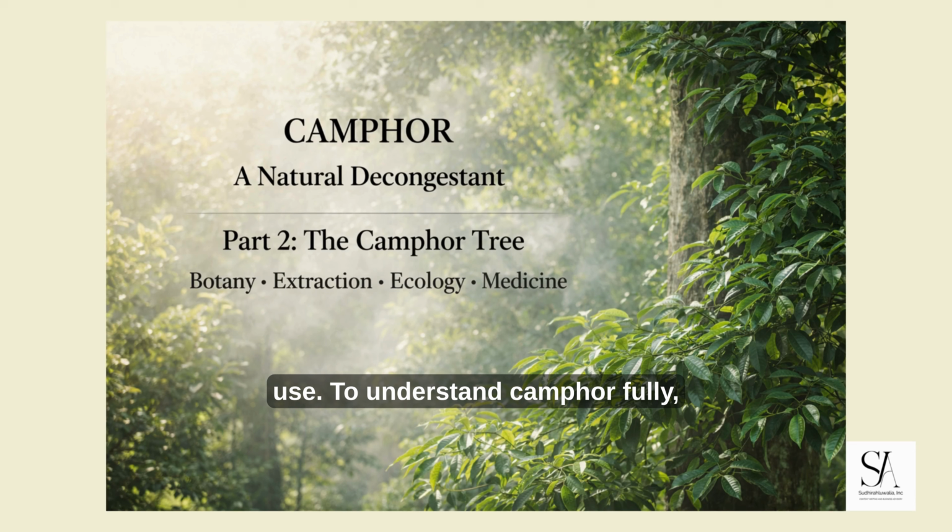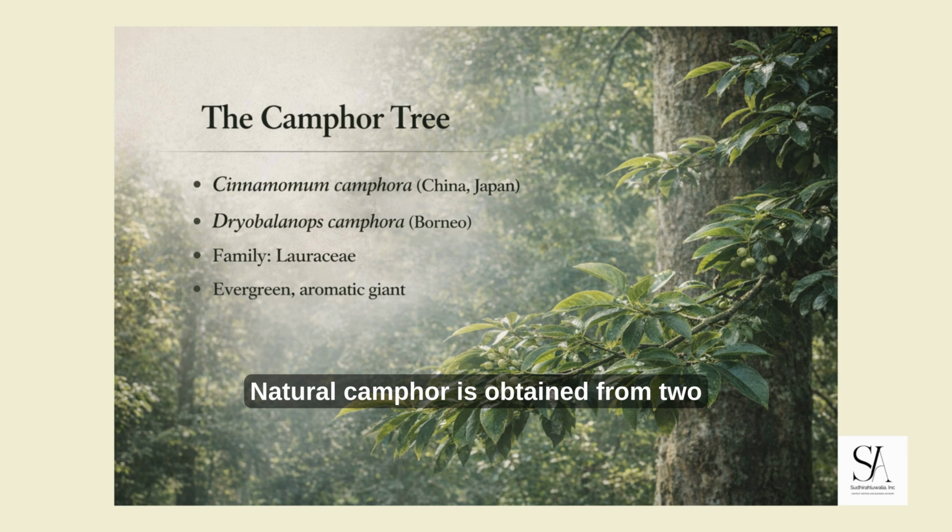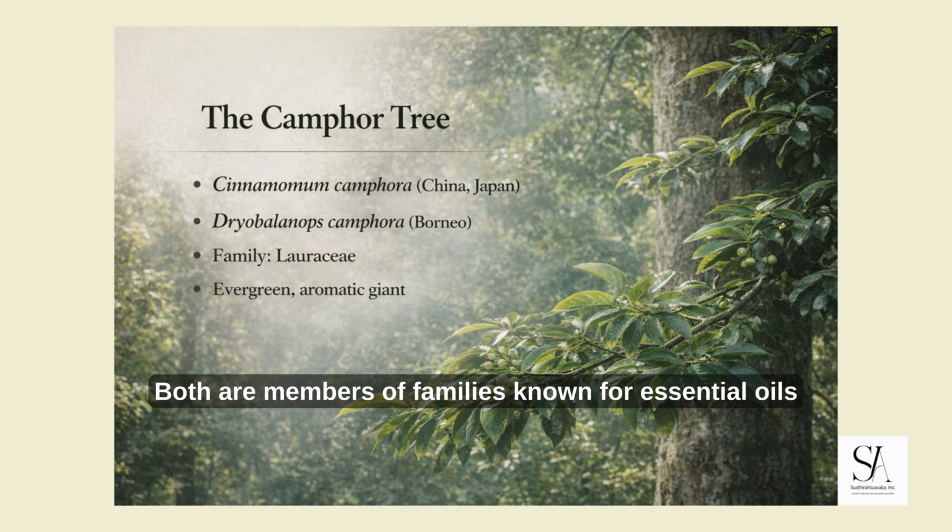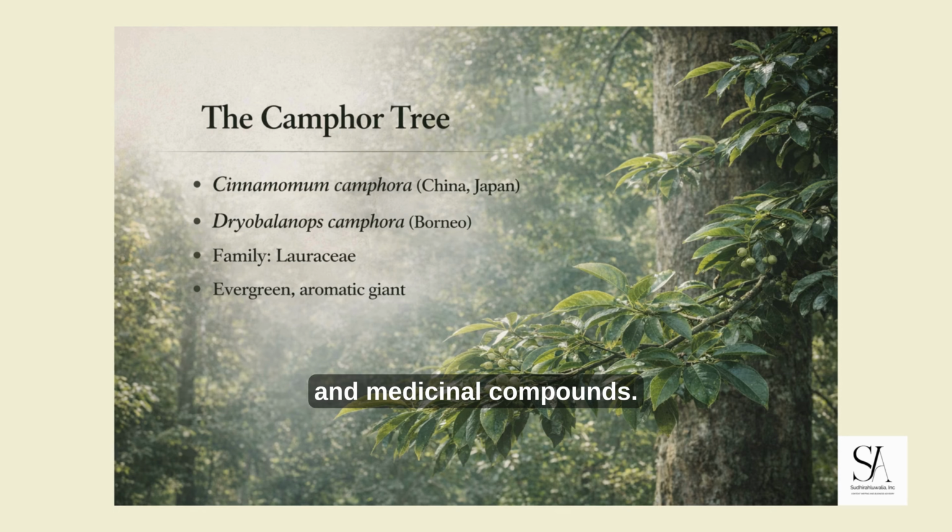To understand camphor fully, we must first understand the tree that produces it. Natural camphor is obtained from two different tree species. The first is Cinnamomum camphora, native to China and Japan. The second is Dryobalanops camphora, found in the tropical forests of Borneo. Both are members of families known for essential oils and medicinal compounds. These are evergreen trees that can grow into massive forest giants over several decades.